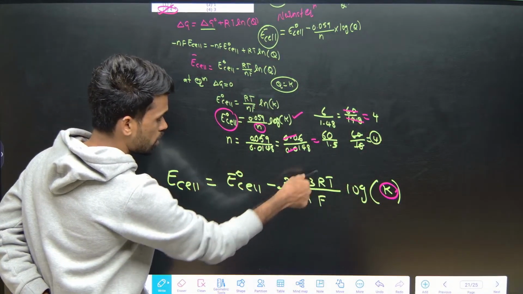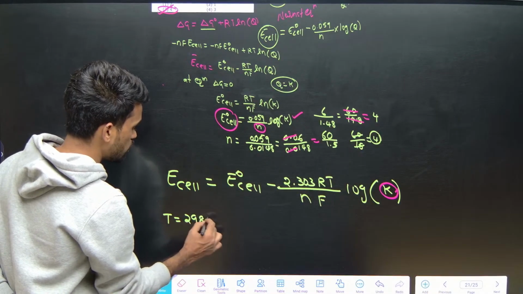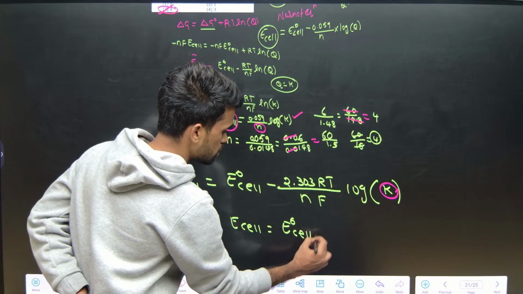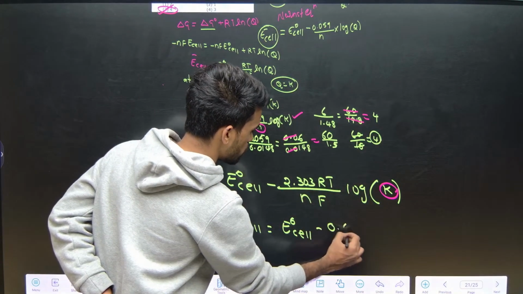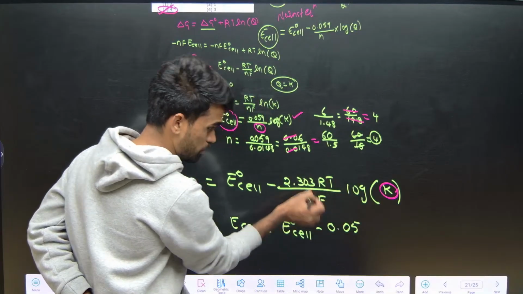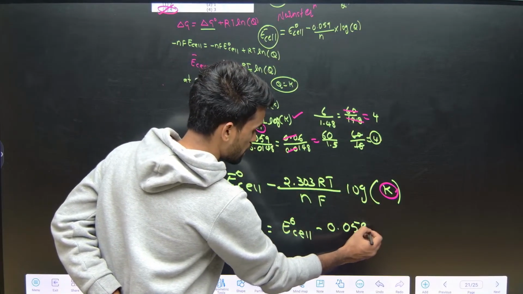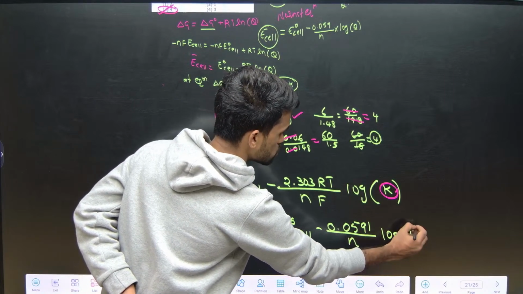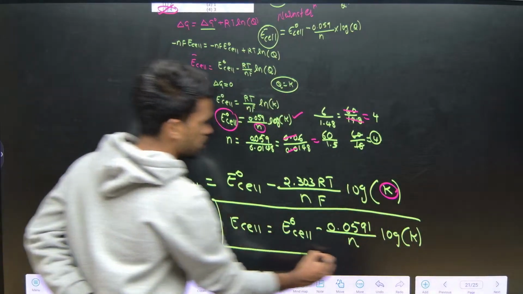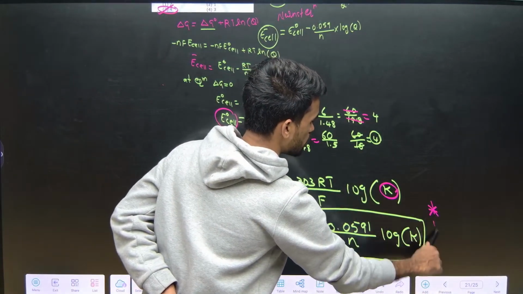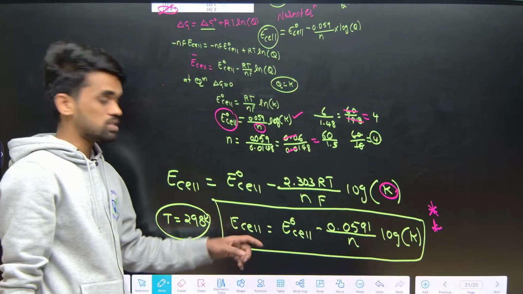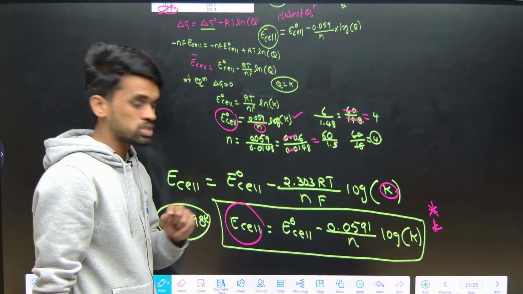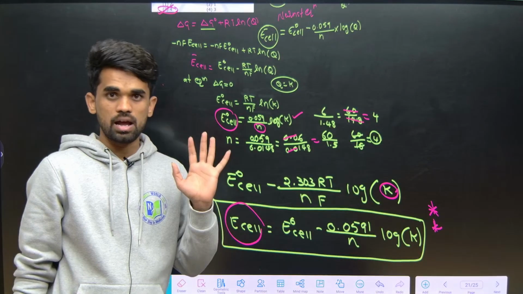So if you put T at 298 Kelvin, then what are you going to get? E cell is equal to E naught cell minus 0.0591 by n log K, by keeping all these values and cancelling them out. So this is the equation you will get. You need to remember this equation, because you can directly substitute here and you will get the answers. If they mention equilibrium, you take E cell value also 0, then you will get E naught cell, that will be your final answer for the question.